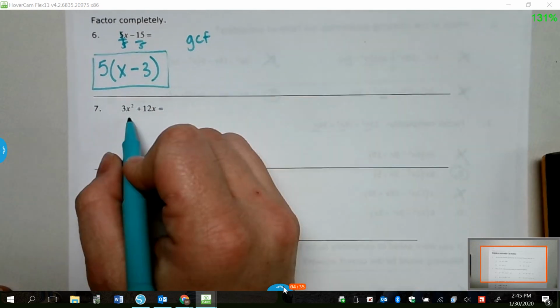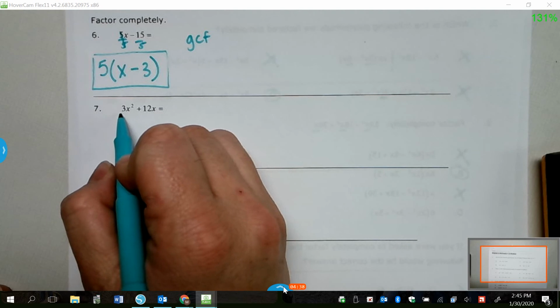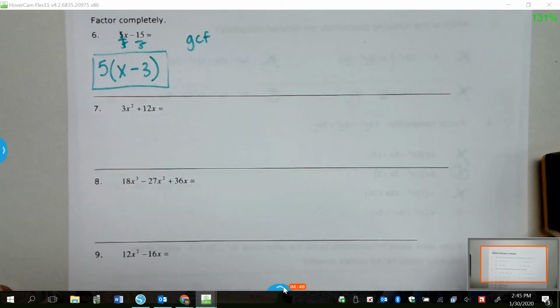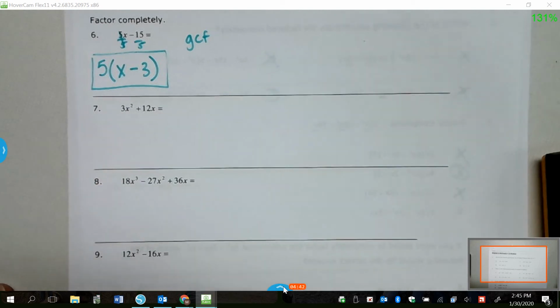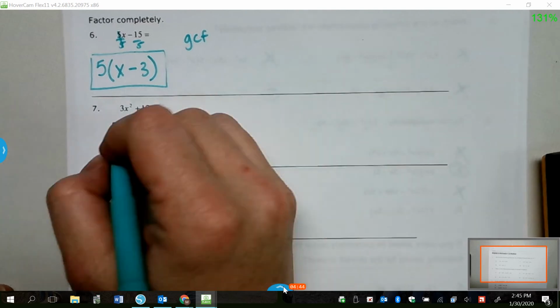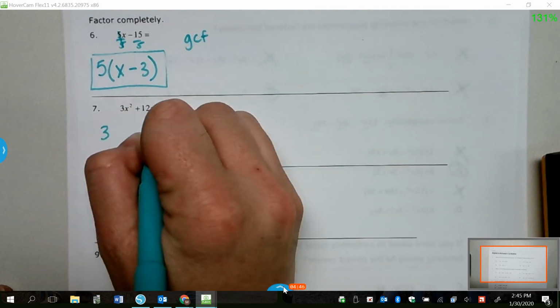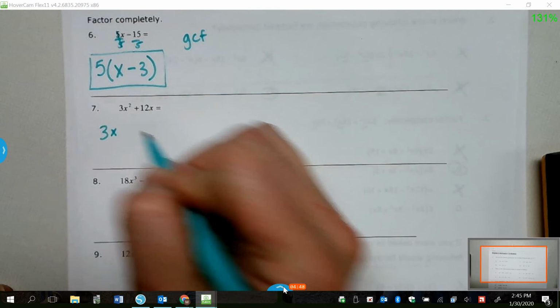Okay, here, again, let's start with our GCF. 3 is my smallest number. 3 does go into 12. Remember, if you didn't know that, you can do your math right 9. Okay, so 3, and they both have an x of at least 1, so I'm going to take out an x.